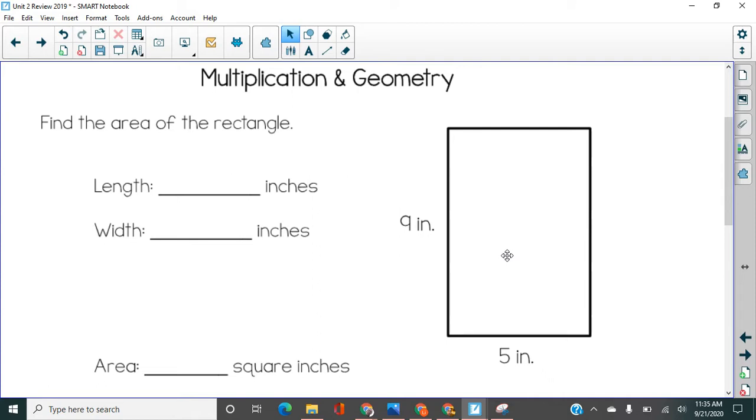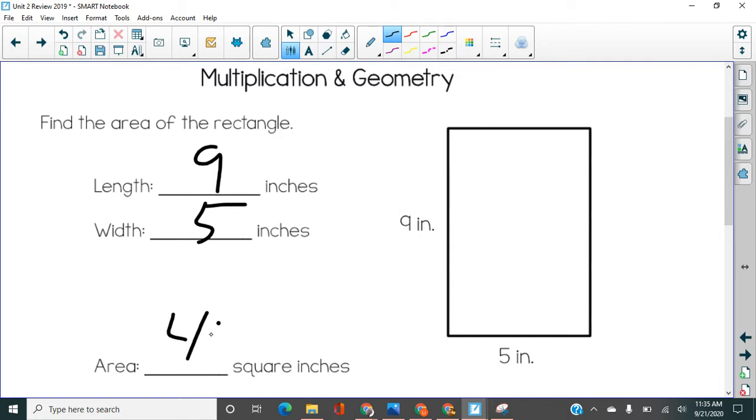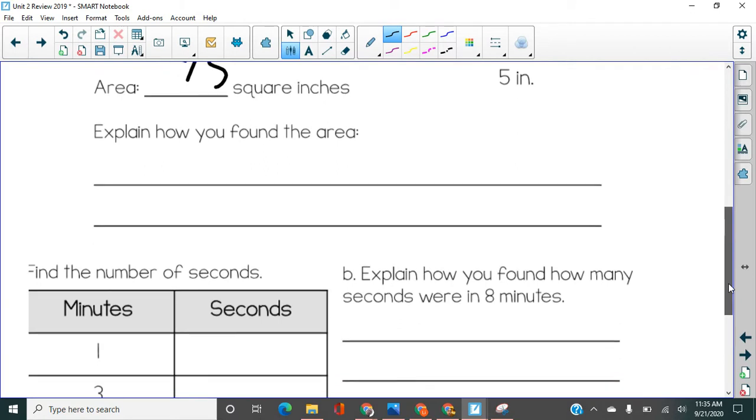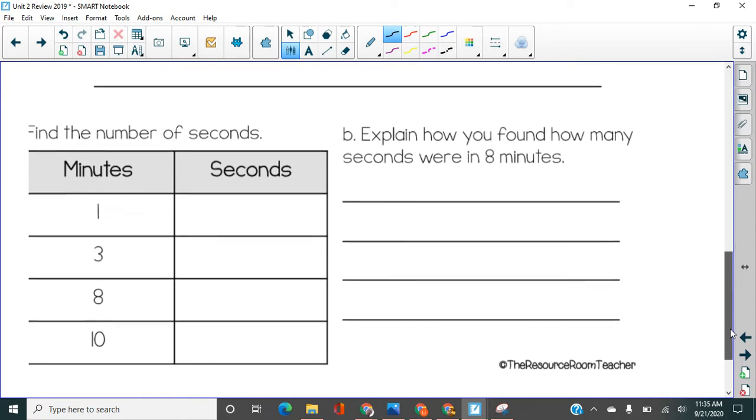We multiply the length times the width. So the length is 9, the width is 5. So what is the area? The area is 45 square inches, right? Or 45 inches squared. We could write it like this, 45 inches, and then this little 2 right here means squared. So that is area, right? How did you find the area? Well, we just talked about it, right? We multiplied the length times the width.